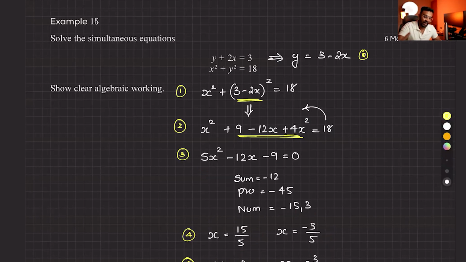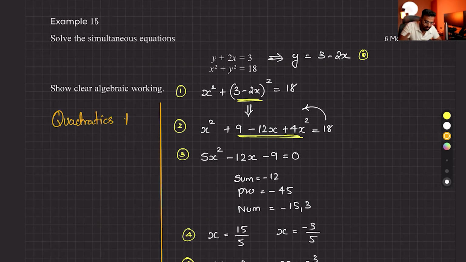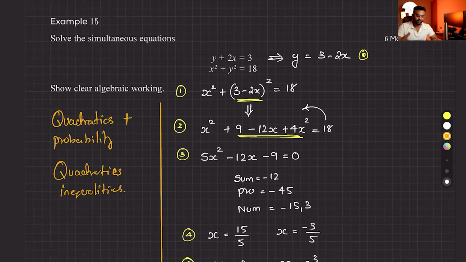So, guys, for now, I want to say this to you. We will be going through quadratics with probability. What did I say? That's coming up. Quadratics plus probability. And then we have quadratic inequality. Okay. That's pretty much the main topics. We will have these topics coming in, the quadratic probability and the quadratic inequality. And obviously, we are doing simultaneous quadratic equations as well, isn't it?